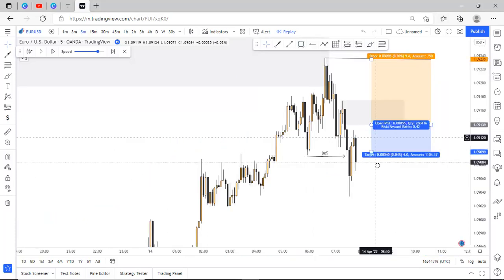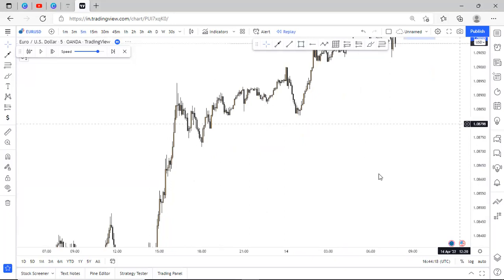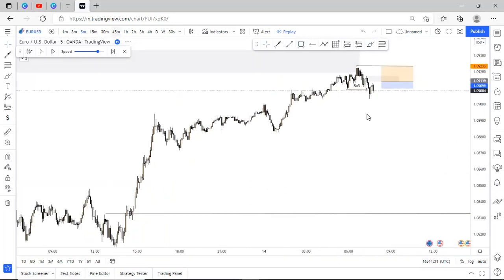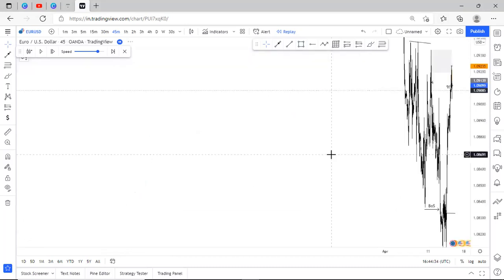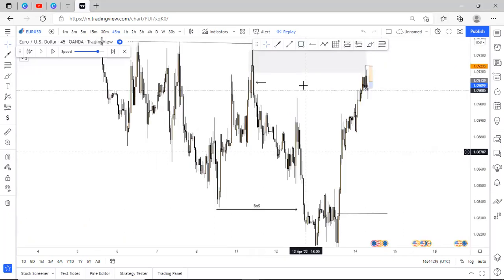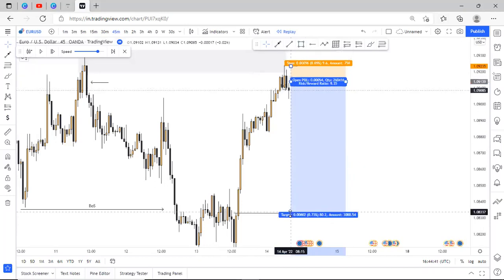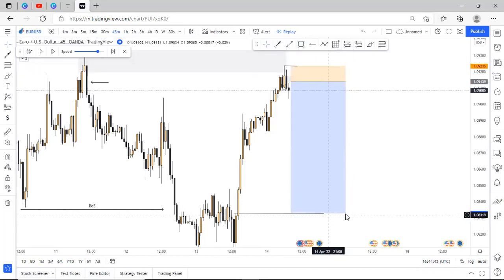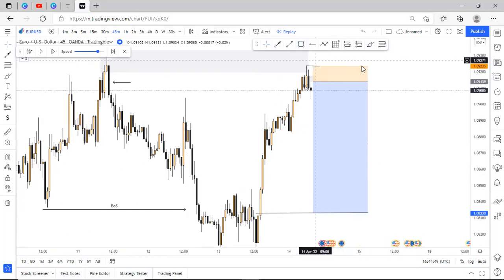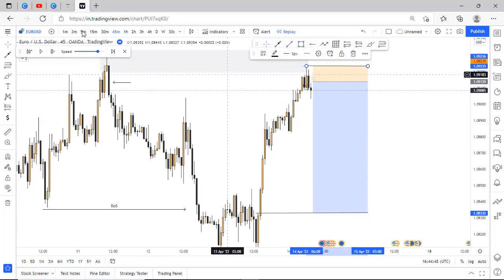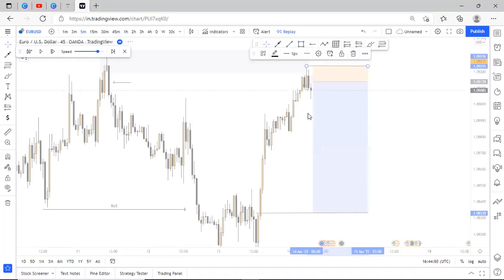So for my take profit, it will be that zone from the 45 minutes time frame that we had marked out. So now let's move back to the 45 minutes time frame. On the 45 minutes time frame, I'll be looking to take my profits at this imbalance field right here. So let's head back to the 5 minutes time frame now.